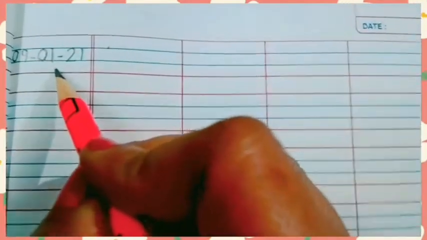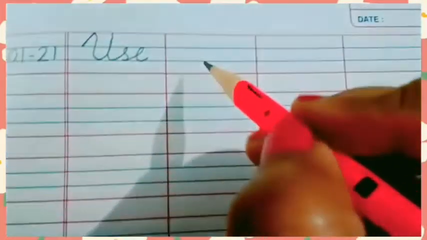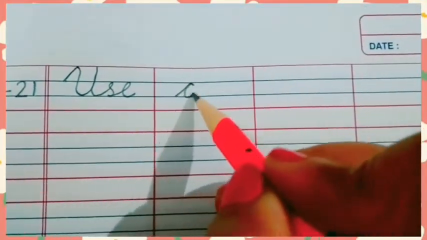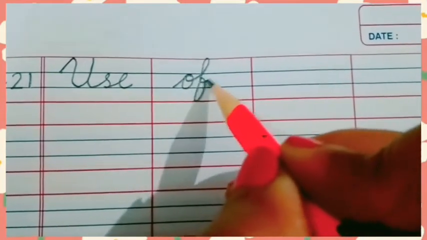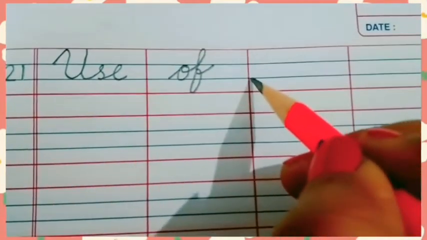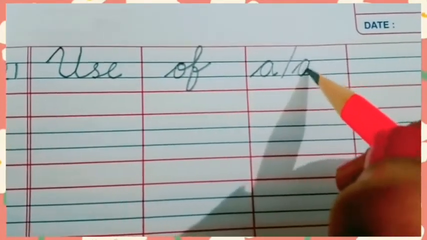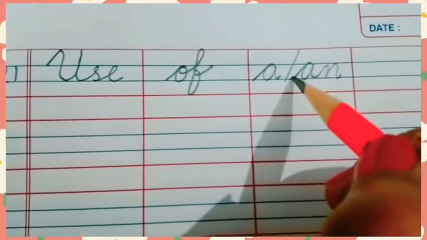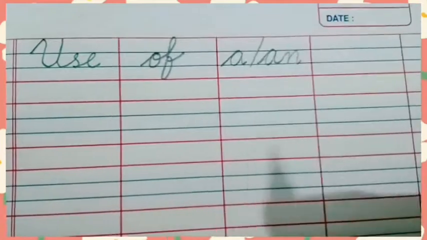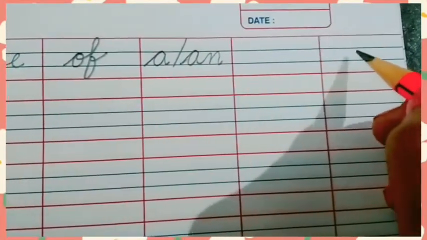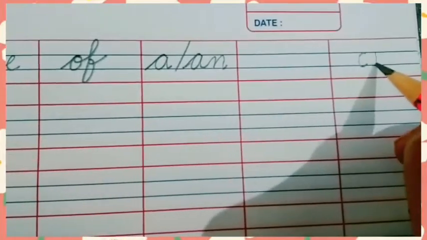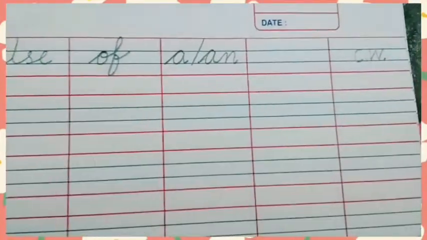All of you write date, then after that heading, which is U-S-E, use, O-F, of, use of, an. This is your heading, children. Mention it very nicely, neatly. Then after that you will mention C.W., classwork. Okay? Like this.